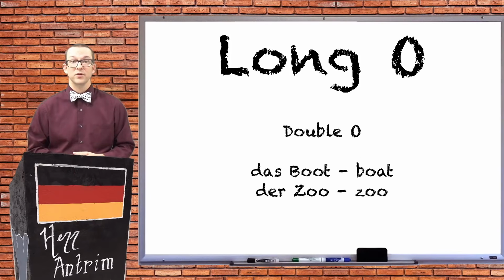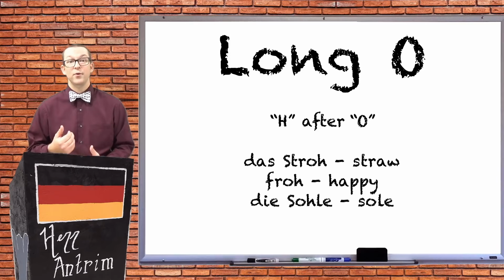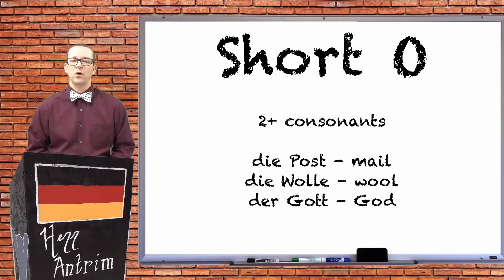Don't forget you can also force this O sound by adding an extra O. This gets confusing for some English speakers because we would pronounce two O's together as U. In this case, in the German, it is OO pronounced as Boot or Zoo. If you add an H behind the O, it has the same effect. For example, Stroh or Froh or Sohle. The short O sound is O, as in Post, Wolle, or Gott.